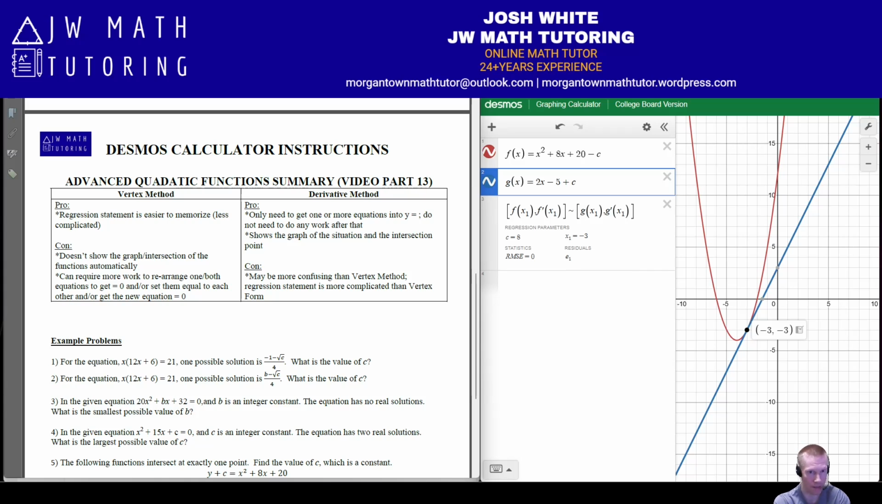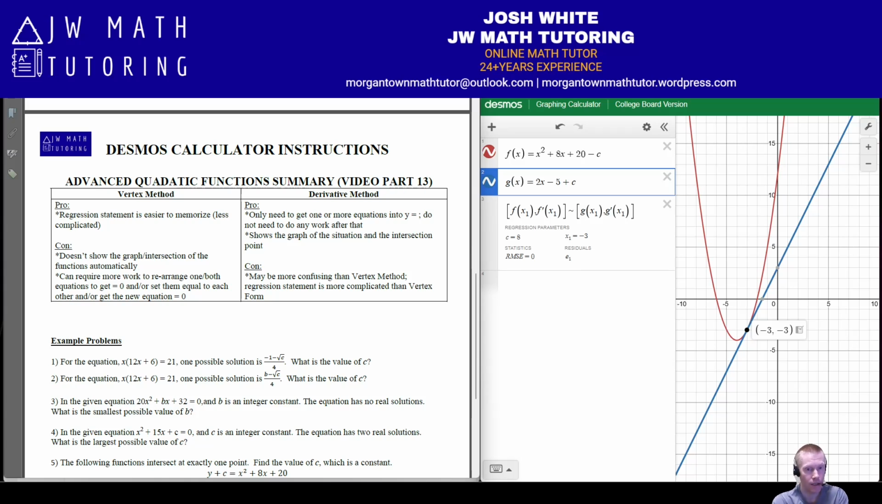For the derivative method, the main advantages are obviously you only need to get the equations into the form of y equals. You don't need to do any work after that. You don't need to set them equal to each other. You don't need to then get a new equation set equal, so it saves time in that respect. Also, it will automatically show the graph of the situation and the intersection point, regardless of what type of problem we're looking at. So that's another advantage, and that saves time.